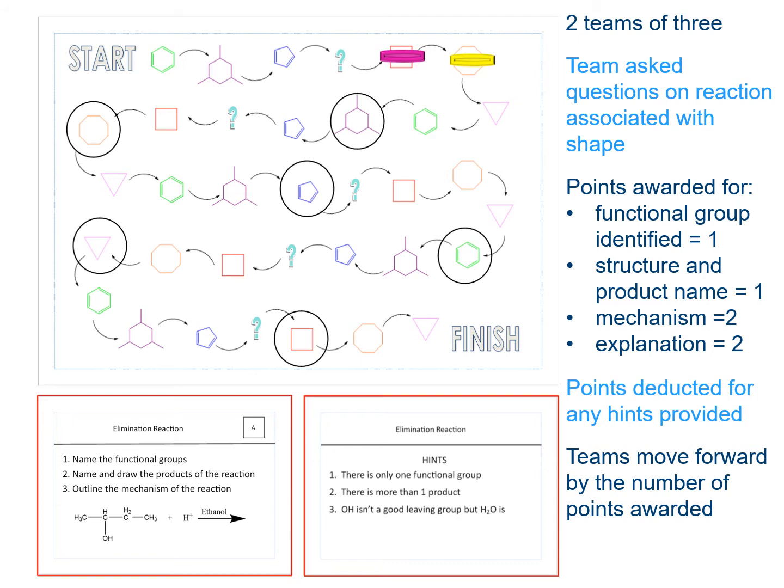So in this case here, the students are working together in teams where they discuss amongst themselves, but then provide an explanation to the other team in order to gain points to move forward.